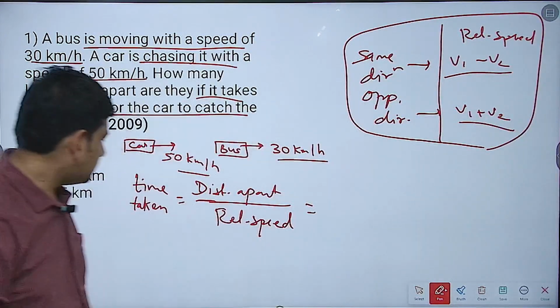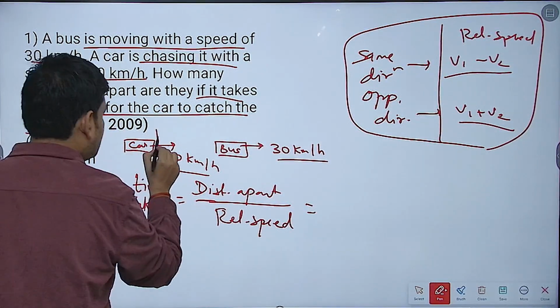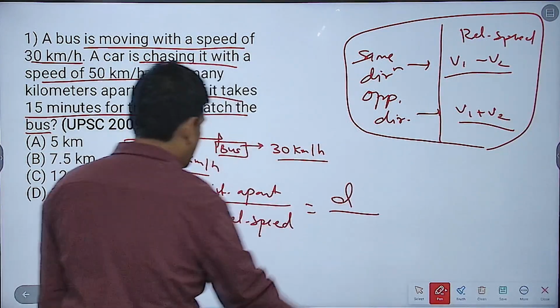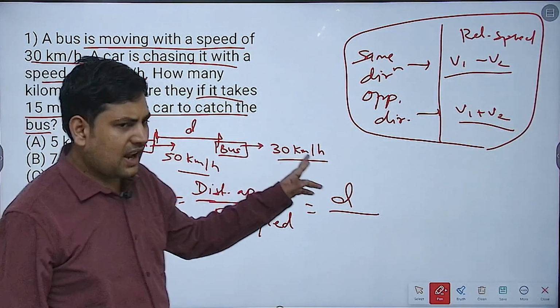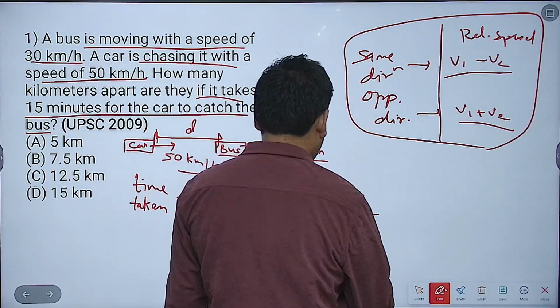Now, what is the distance apart? What is the distance between them? We don't know. This distance only we have to find. Let's say this is d upon the relative speed. What is the relative speed? 50 and 30, going in the same direction, 50 minus 30, that is 20 kilometers per hour.